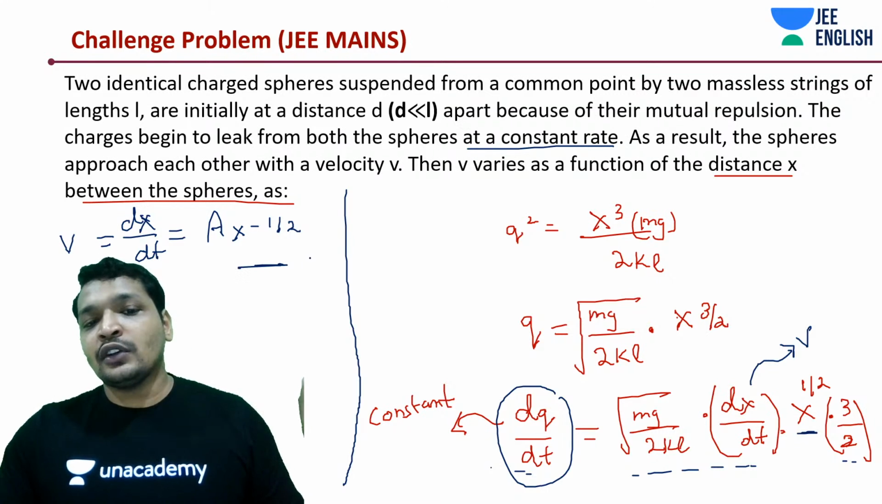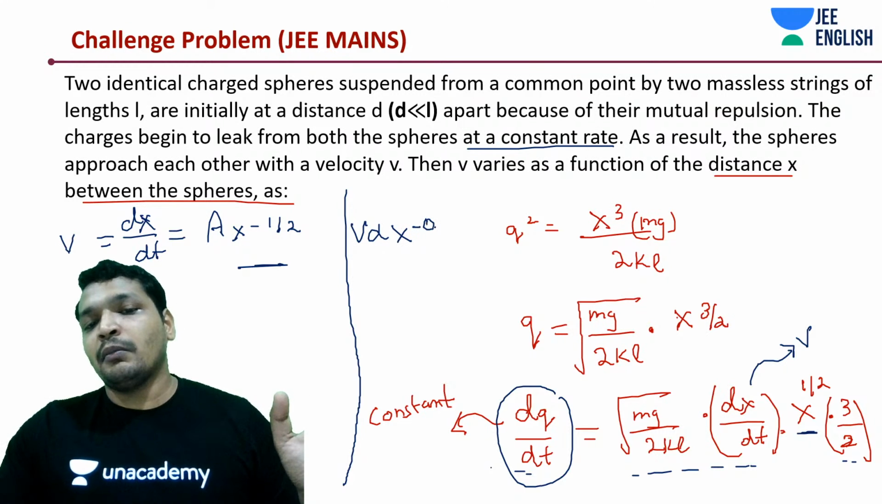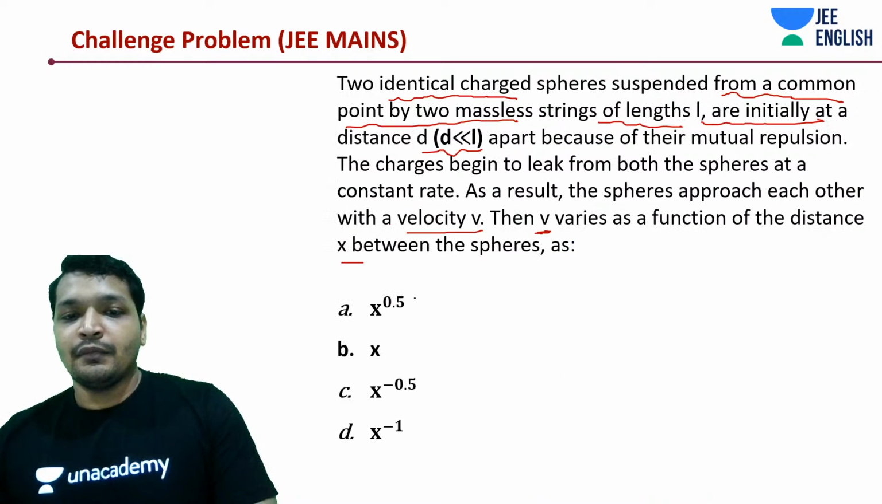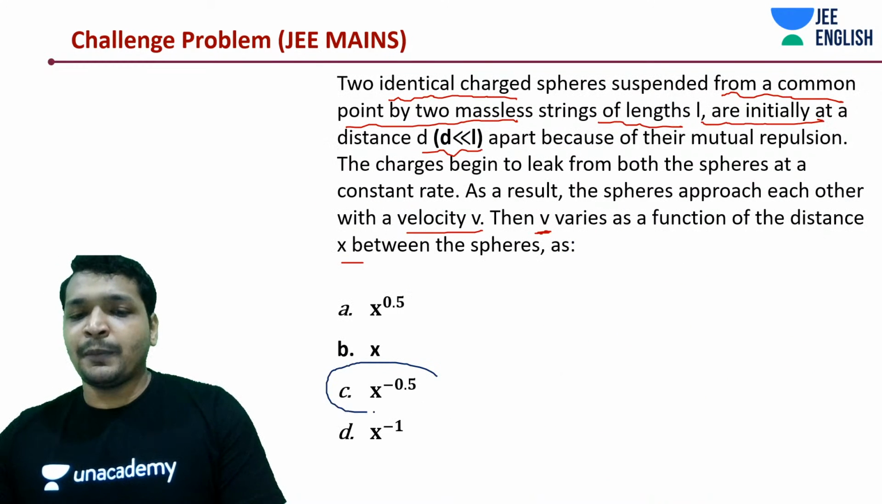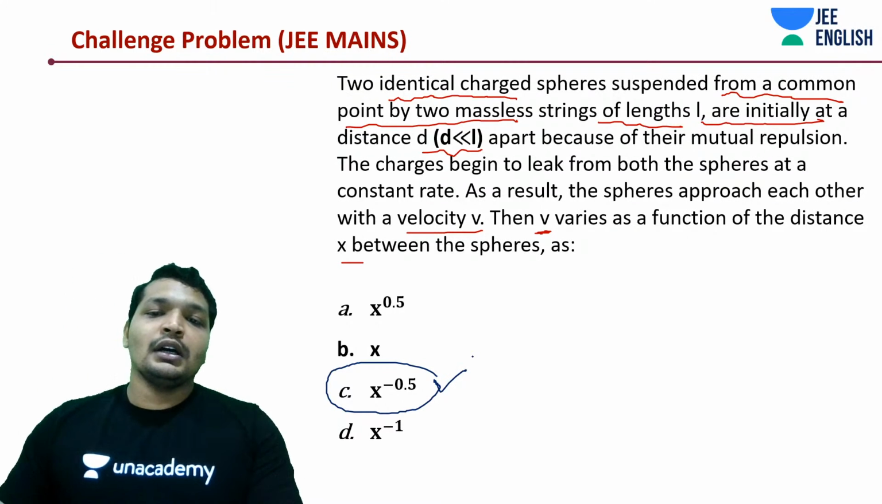So this is how the velocity is varying. So velocity is proportional to x to the power minus 0.5. I think everything is given in minus 0.5. Okay, simple problem. Try to go through these problems again and again if you are not getting it.